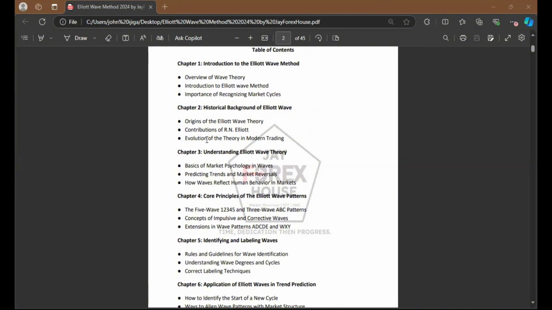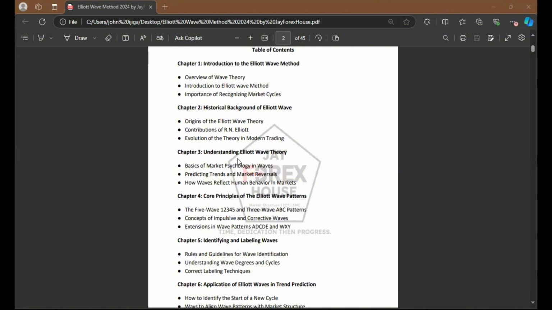Okay, so we also have the evolution of the theory in modern day trading, basically explaining how this method has evolved over the years in the aspect of technical analysis, and how you can also implement them in your own trading outside just using these patterns to recognize market structure.